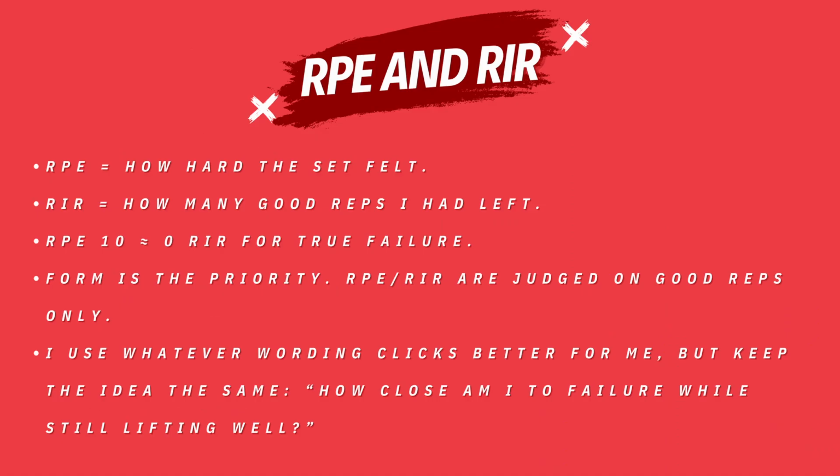So, practical rules I want to remember. RPE equals how hard the set felt. RIR equals how many good reps I had left. RPE of 10 or 0 RIR are for true failure. Form is the priority. RPE and RIR are judged on good reps only. I use whatever wording clicks better for me, but I keep the idea the same. How close am I to failure while I'm lifting well?